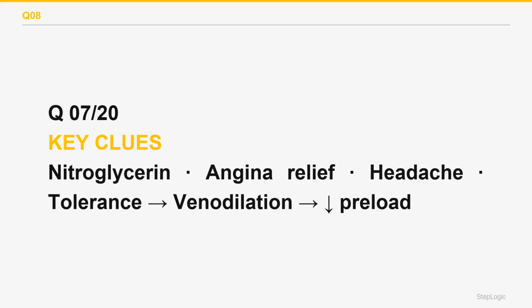Nitroglycerin is converted to nitric oxide, which activates guanylate cyclase, raising cyclic GMP and relaxing vascular smooth muscle. At therapeutic doses, it preferentially dilates veins. Venodilation pools blood in the venous system and reduces venous return, preload. Lower preload means a smaller ventricular volume and lower wall tension, which reduces myocardial oxygen demand. Since angina is a mismatch between oxygen supply and demand, decreasing the demand relieves the ischemic pain. This preload reduction is the dominant antianginal mechanism.